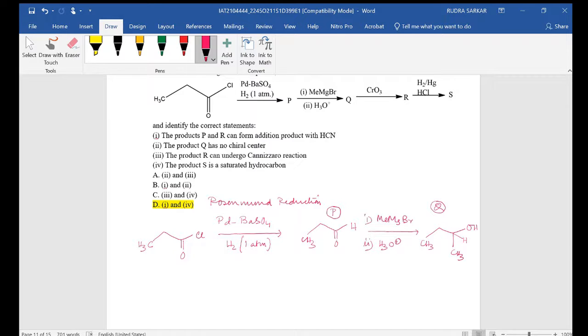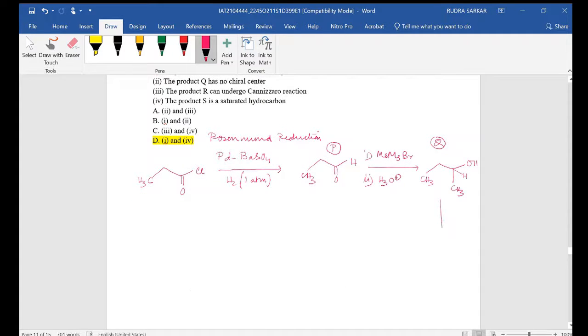And this one further, if it is treated with chromium oxide, which is basically an oxidizing agent, so the 2-degree alcohol will be converted to the ketone, that is this one, which is our molecule R. And this when treated with Clemmensen reagent, that is zinc amalgam in presence of HCl acid, basically gets converted to a saturated hydrocarbon.